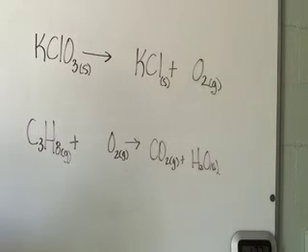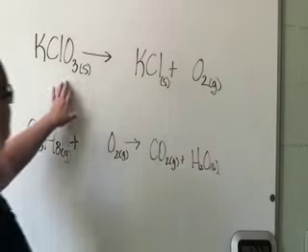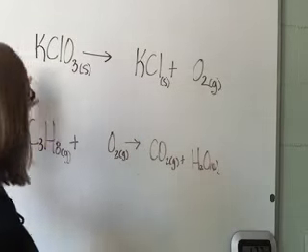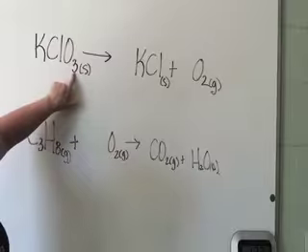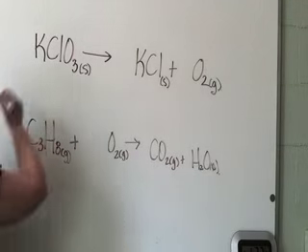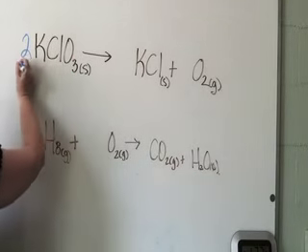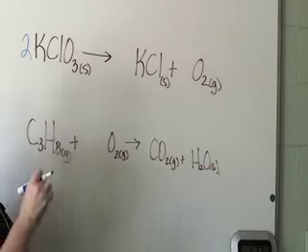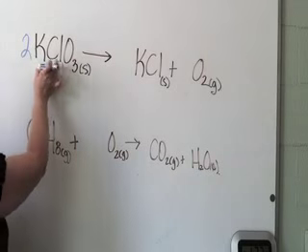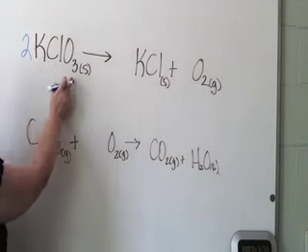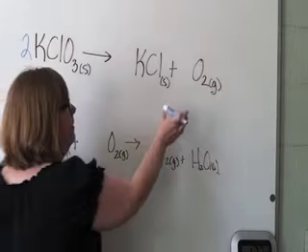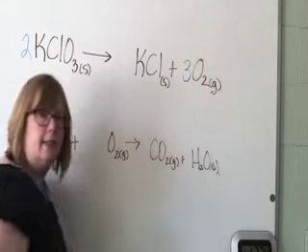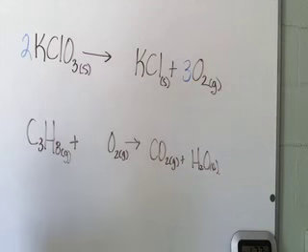So what is the least common multiple of 3 and 2? And the answer is 6. So how do we get 6 with a 3? Well, we're going to have to put a coefficient of 2 out front. So 2 times 3, remember that coefficient distributes through the whole compound here. So 2 times 3, we have 6 oxygens. And over here, if we put a 3 times 2, we have 6 oxygens. So now our oxygens are balanced.